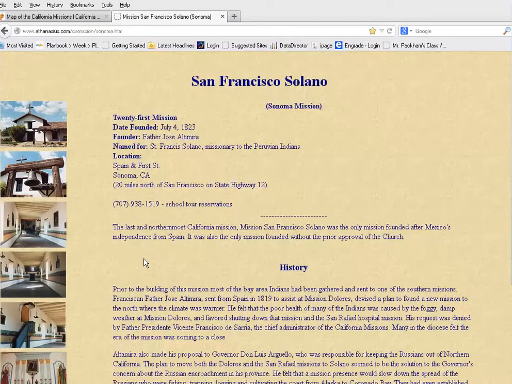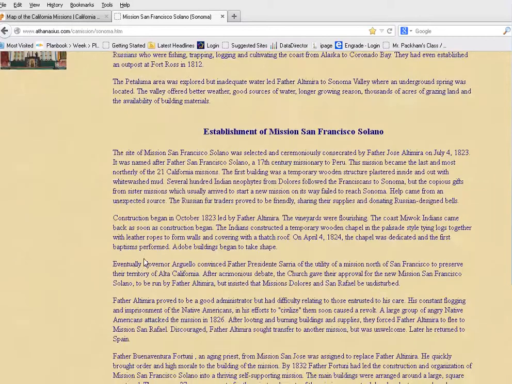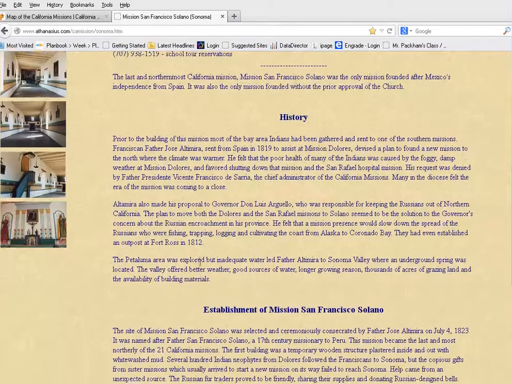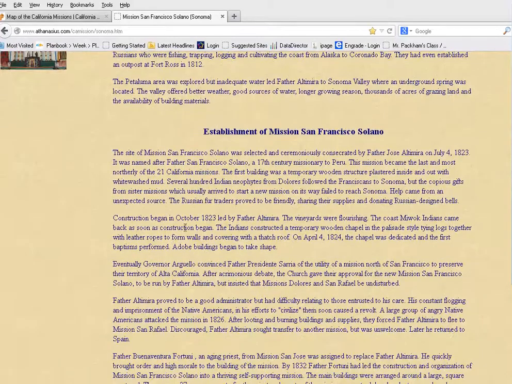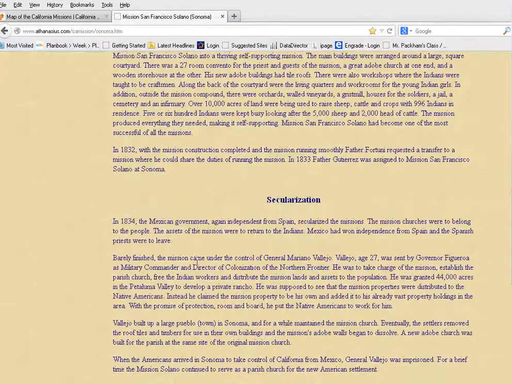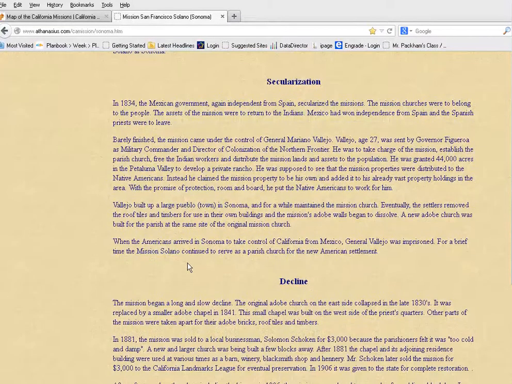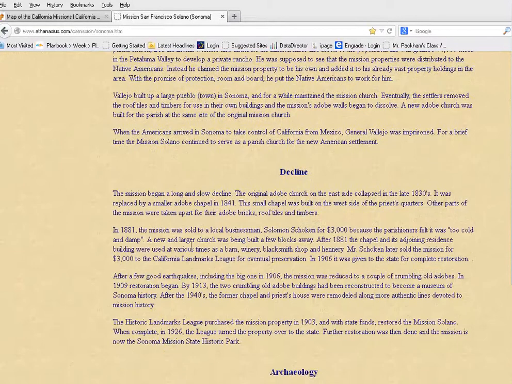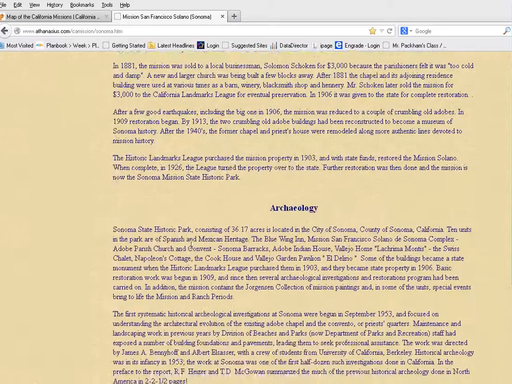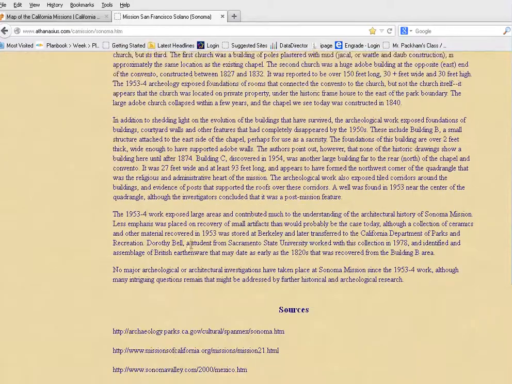Okay. So what I did is I found this website here. It has some history behind the mission. It tells how the mission was established. It tells about some of the religion and some of the other secularization. It tells about what happened to the mission after it stopped being used as a mission, how it was sold off and was used for other purposes. And then about the restoration of the mission.